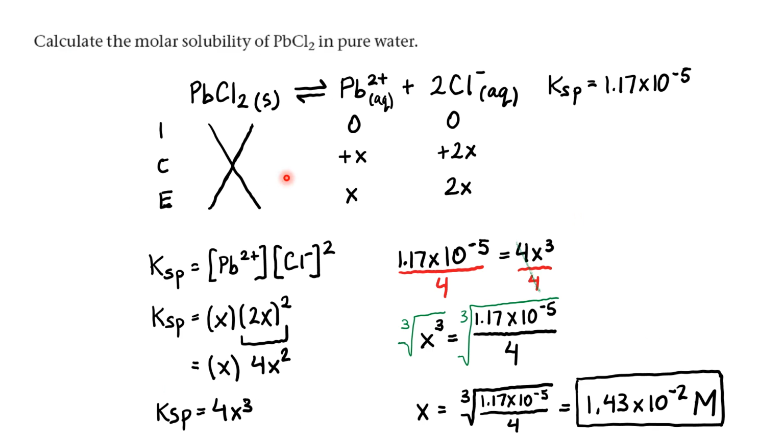Here's another practice problem. Same idea. It says calculate the molar solubility of lead chloride. So with lead chloride, it's the same idea. But remember what I said, you really need to get used to figuring out how to break these up. Right now it's PbCl2, lead chloride. So how does this break up?